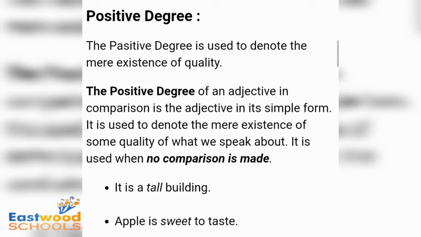Let's consider the following examples. It is a tall building. Tall is an adjective in the positive degree. The next one says apple is sweet to taste. Sweet is also an adjective there, and you can see that the apple is not being compared.